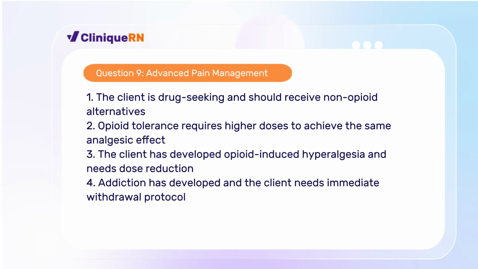1. The client is drug-seeking and should receive non-opioid alternatives. 2. Opioid tolerance requires higher doses to achieve the same analgesic effect. 3. The client has developed opioid-induced hyperalgesia and needs a dose reduction. 4. Addiction has developed and the client needs an immediate withdrawal protocol.